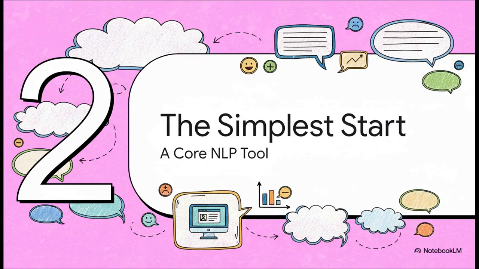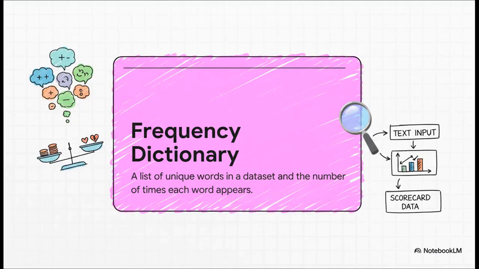All right, so let's get into the main tool for the job. It's a really straightforward concept, but it is the engine that powers a huge chunk of what we call natural language processing, or NLP. That's just the fancy term for the field of AI that's all about how computers and human language can work together. And here it is. It's called a frequency dictionary.